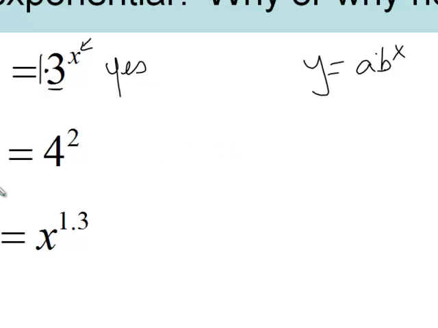When I look at number 2, I notice that y equals 4 to the second power, there's no variable for x. This can't be an exponential function. It's actually just a constant function, y equals 16. And our last example, y equals x to the 1.3, while it has an x variable in it, the exponent is a constant value as well. So in order for it to be an exponential function, the variable x, or whatever variable you're working with, needs to be in the exponent.